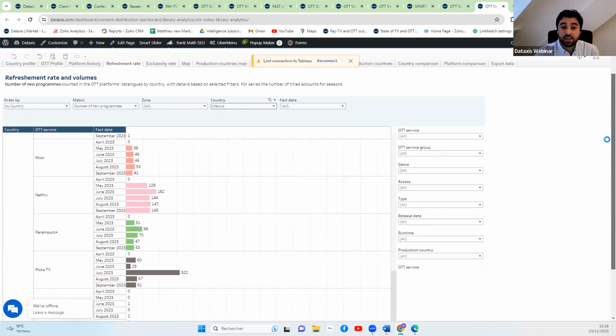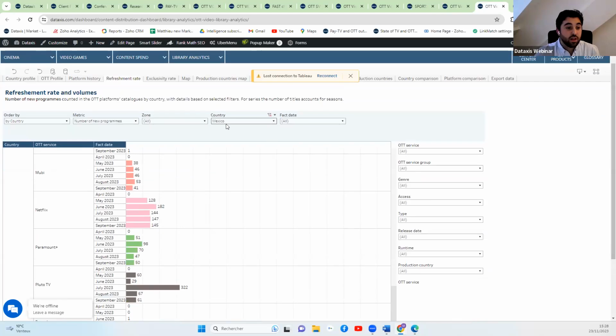For example, I took the example of Mexico. Here you have all the OTT services, and in September, you can see that on Mubi, 41 of the titles were new from the August month. Netflix, we can see also the refreshment of titles every month.